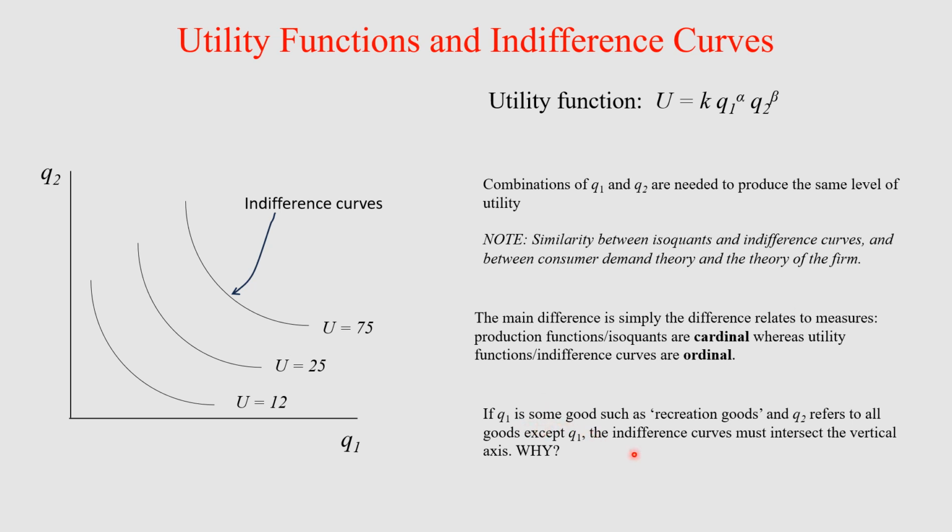So if Q1 is some good, such as recreation goods, and Q2 refers to all goods except Q1, we find that the indifference curves must intersect the vertical axes. Now, why would that be the case? Well, clearly because I can do away with all the recreation, but I can't do away with all the other goods that I need to live.